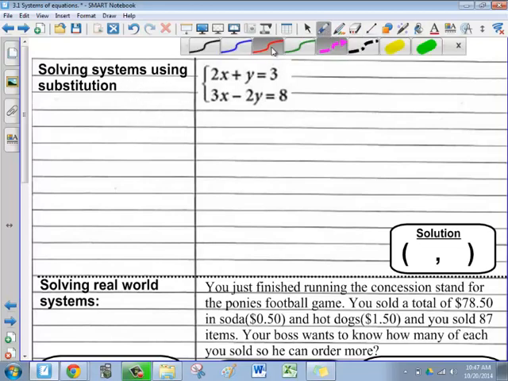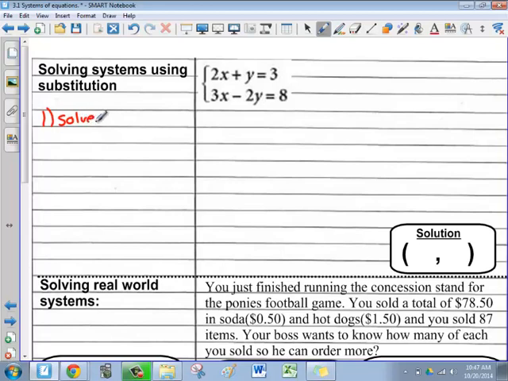Well, step one for doing this is to solve one equation for x or y. I know you guys are really used to solving for y, but you could do either. Solve it for x or y. It doesn't really matter. And when I look at these two equations, I see that it would be really easy to solve for y here because I just have to subtract 2x from both sides. So I'm going to do that.